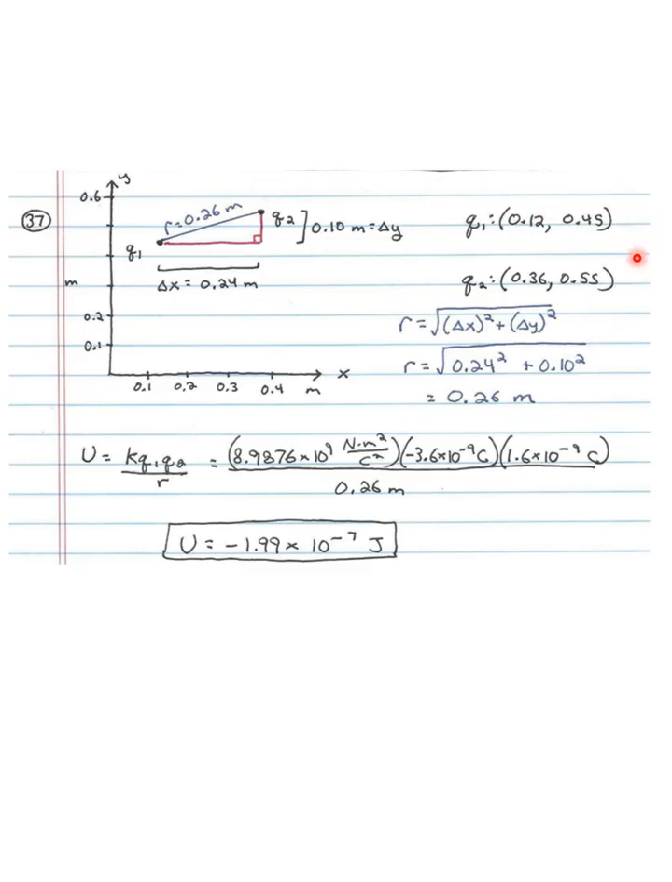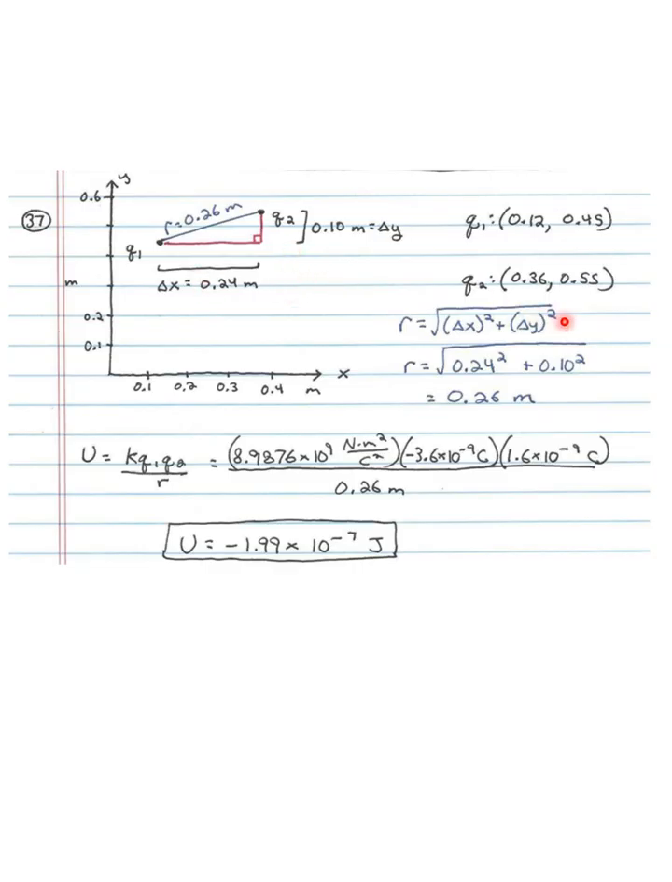When we do the potential energy equation, we're going to use this equation down here below my coordinate plane, K times Q1 times Q2 over R. Now we're given Q1 and Q2, but we need to know the distance. And so it helps to draw a picture here. We can see when we plot them out, the difference in the x is 0.24 meters, the difference in the y is 0.10 meters. We're going to use the Pythagorean theorem.